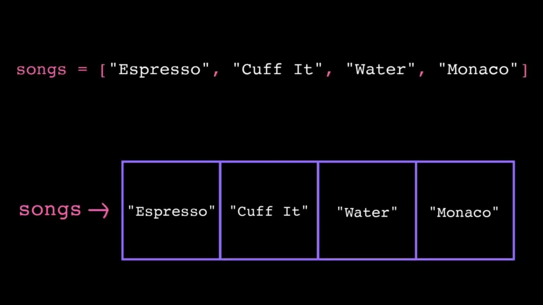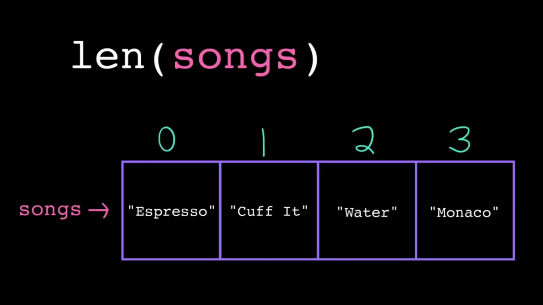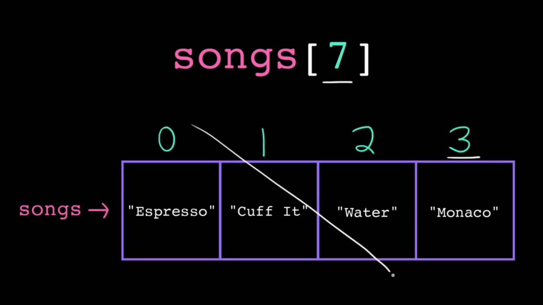To review, we can use a list to store multiple values in a defined order. We access values based on their position or index, which we start counting at 0. We can get the number of elements in a list using the built-in length function, where the last element of a list is at the index length of the list minus 1. And if we access an index beyond that, we get an index error.